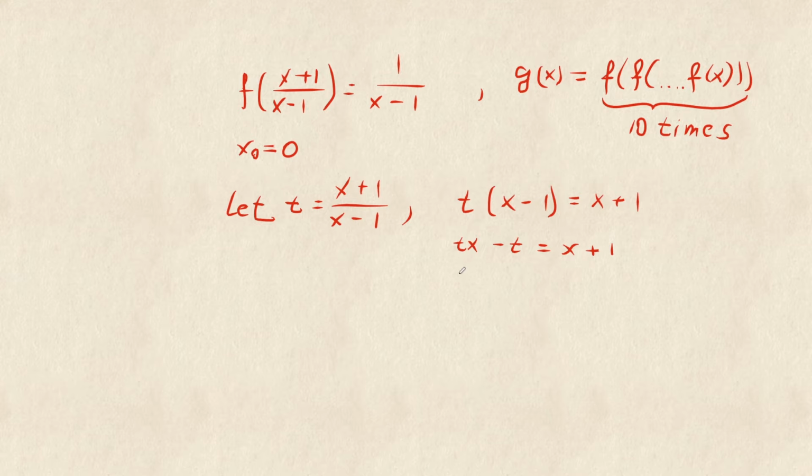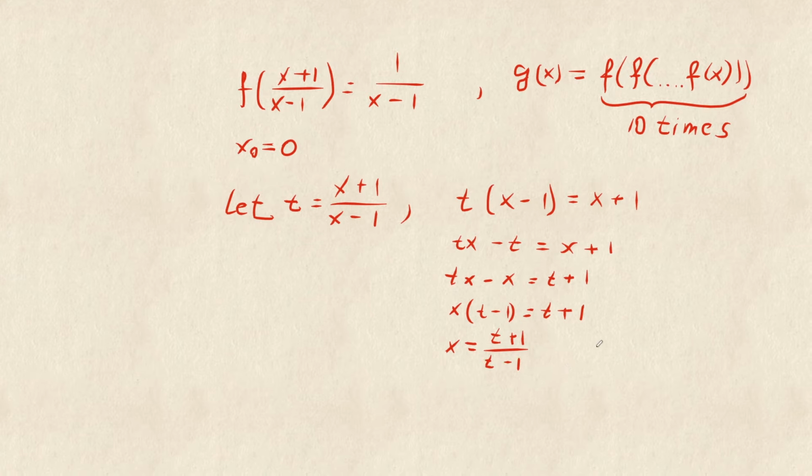Then let's move everything with x to the left side of the equation and t to the right side of the equation. We want to isolate x and solve it for x. So we factor x, we have x times t minus 1 equals t plus 1. Now let's divide everything by t minus 1. We'll get x equals t plus 1 divided by t minus 1.